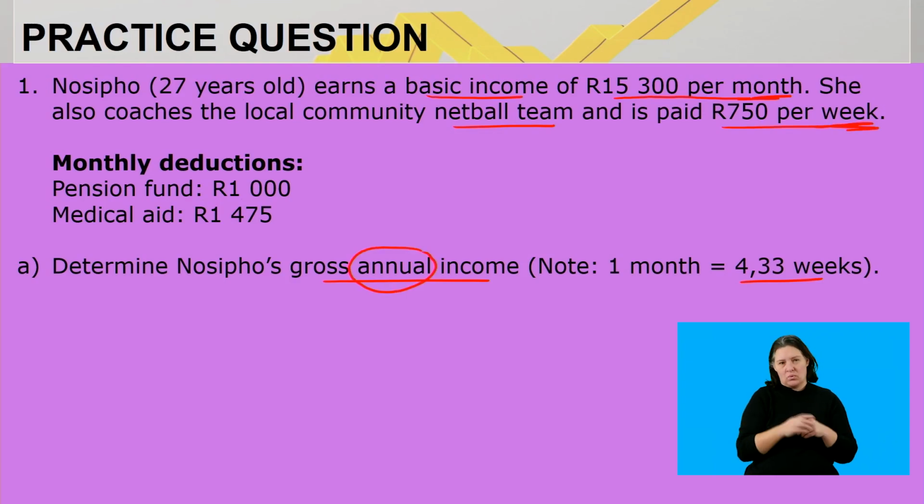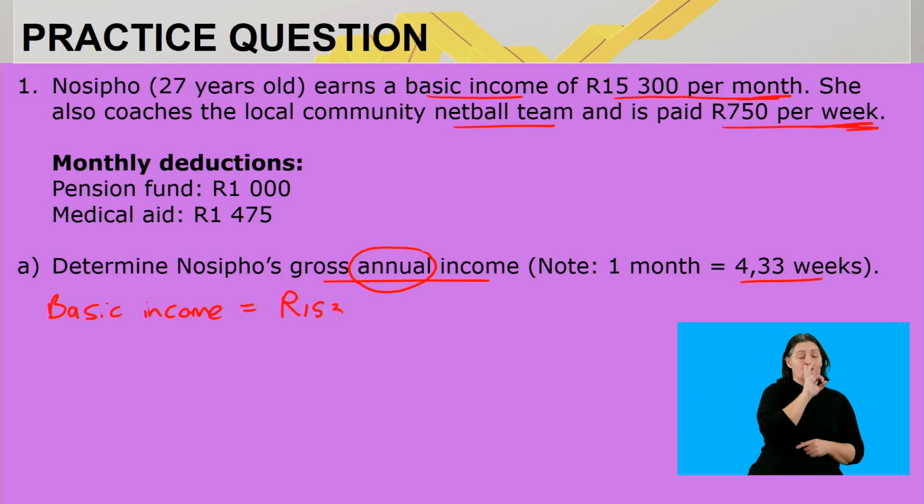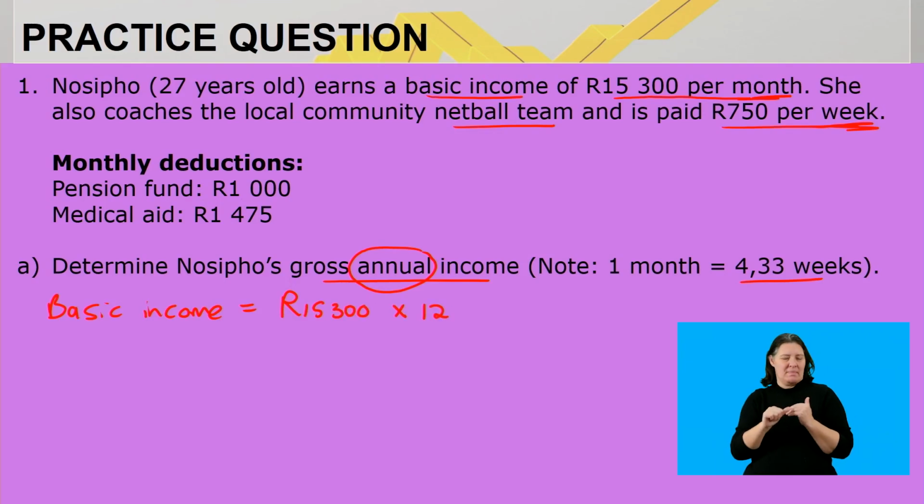So let's start with the basic income. The basic income will be your 15,300 Rand multiplied by 12, since we are working with monthly values. So 15,300 multiplied by 12 gives us a basic annual income of 183,600 Rand. Are we fine? Then what else needs to be added here?